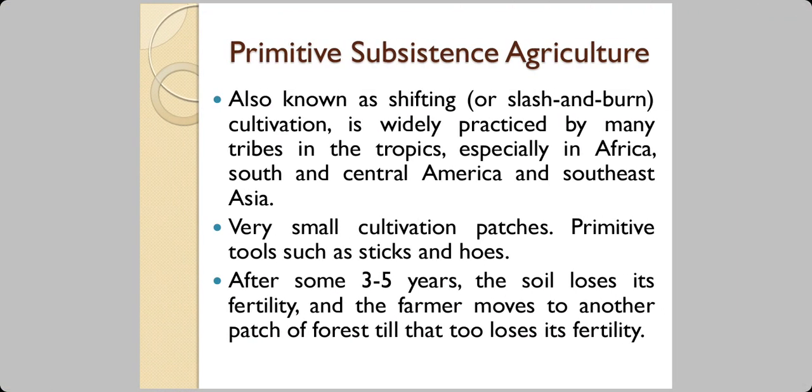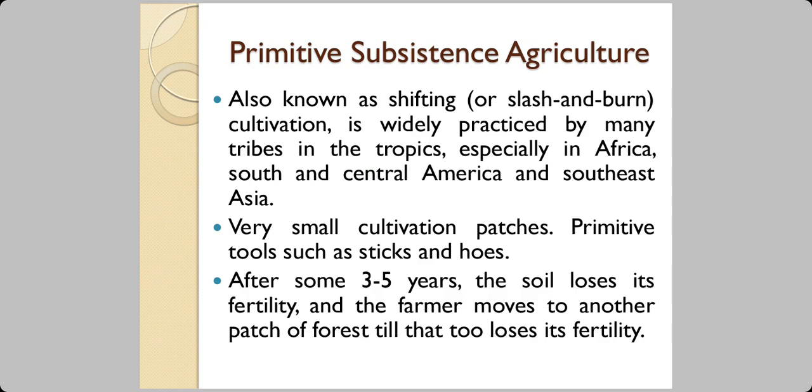This is also known as shifting or slash and burn cultivation, and this is practiced in many backward areas of the world. What is done is a small area is taken and it's set on fire to burn all the plants, and either that or they use machetes to cut the plants growing there. That is slashing and burning.